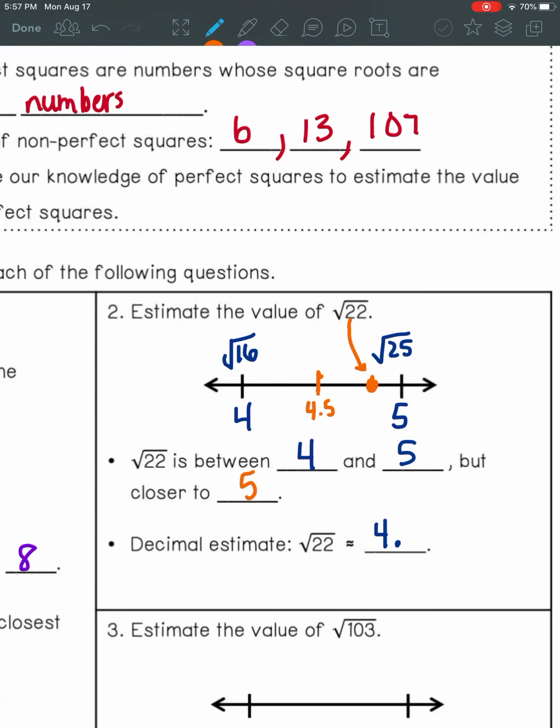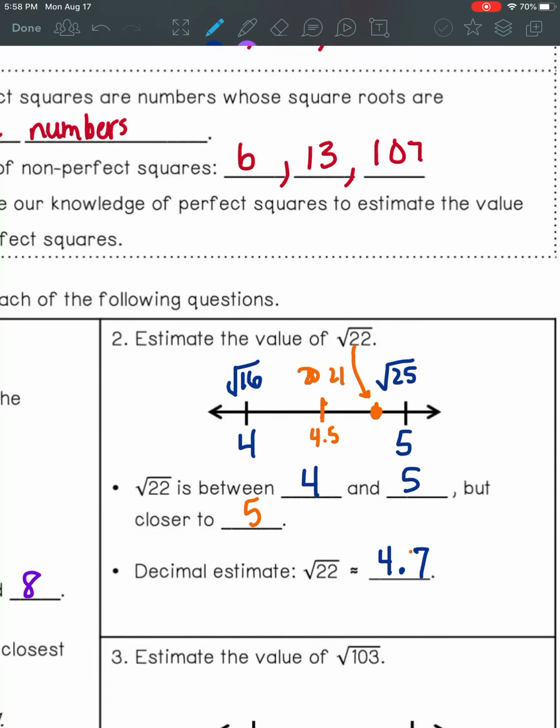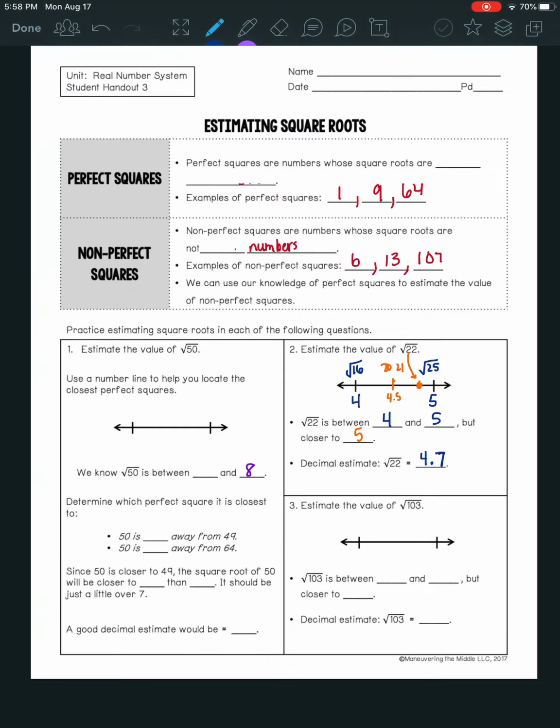Again, from here it's kind of an estimate. Halfway in between 16 and 25, that's 9. So right in the middle of those two numbers, or at least the average here, would be about 20, about 20 and 21. So let's go with about 4.7 as our estimation there. Okay.